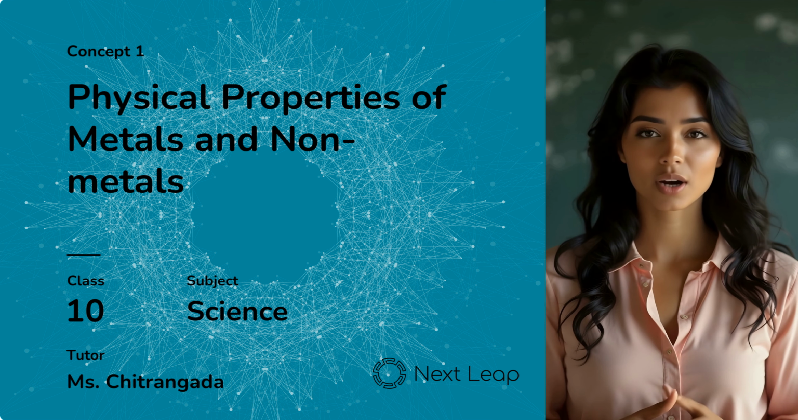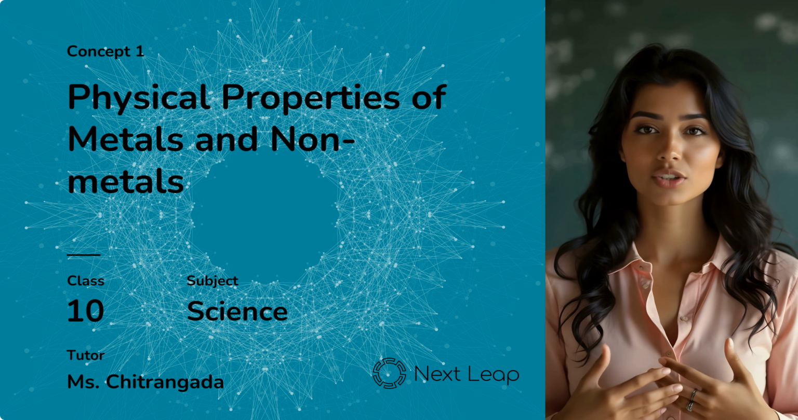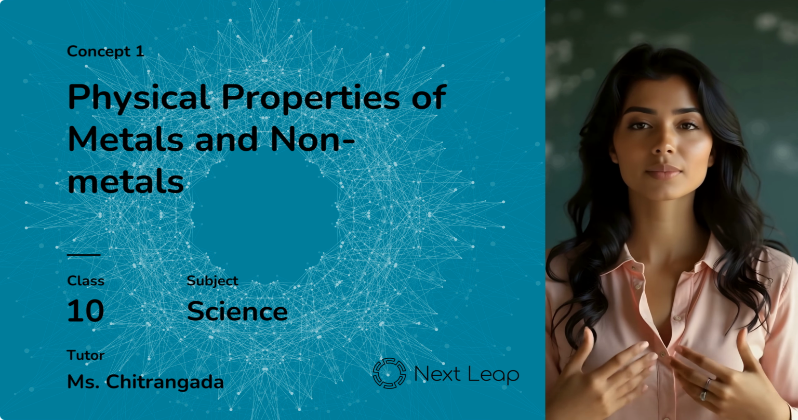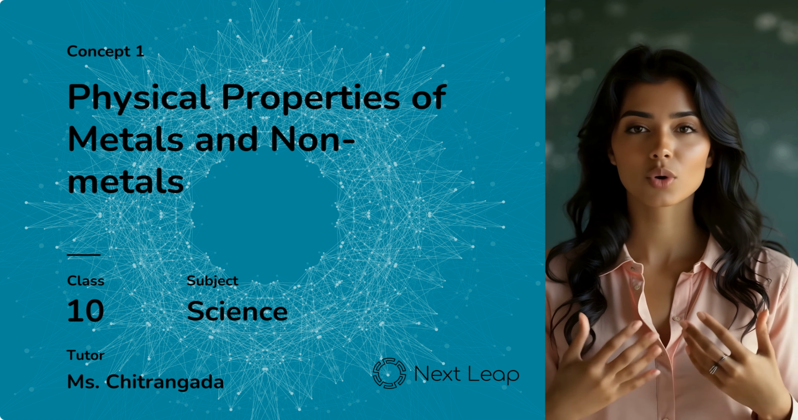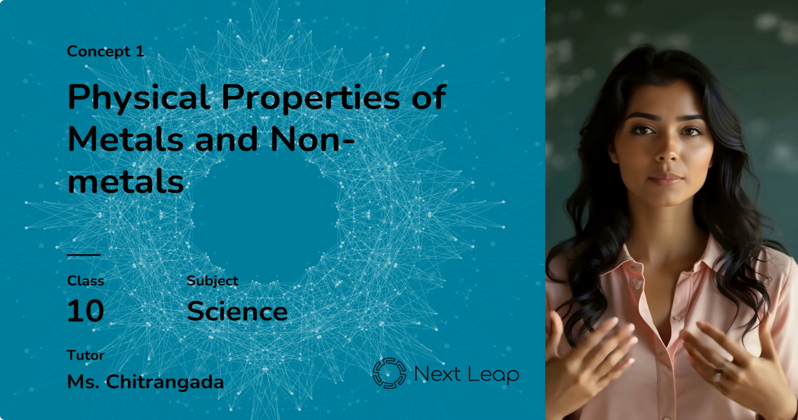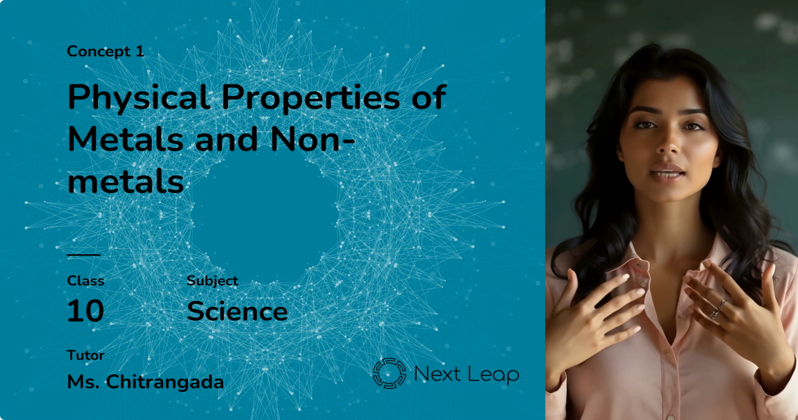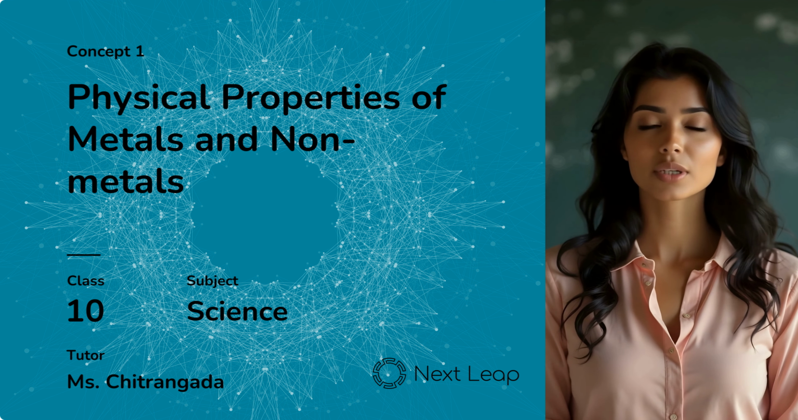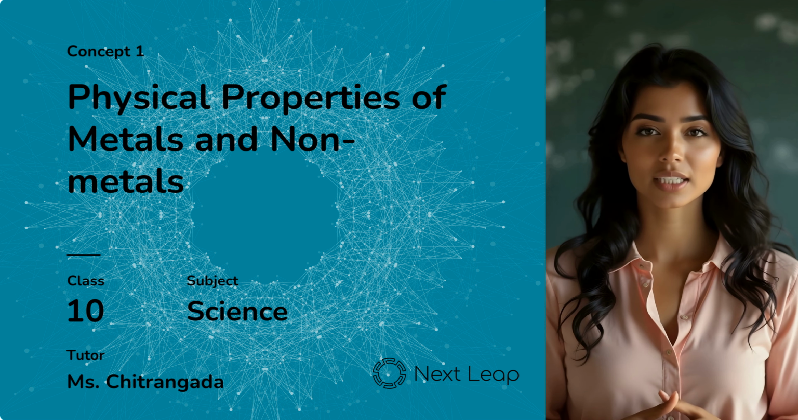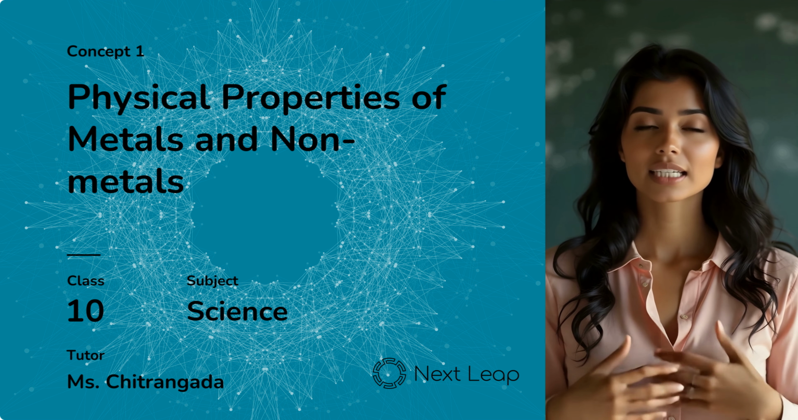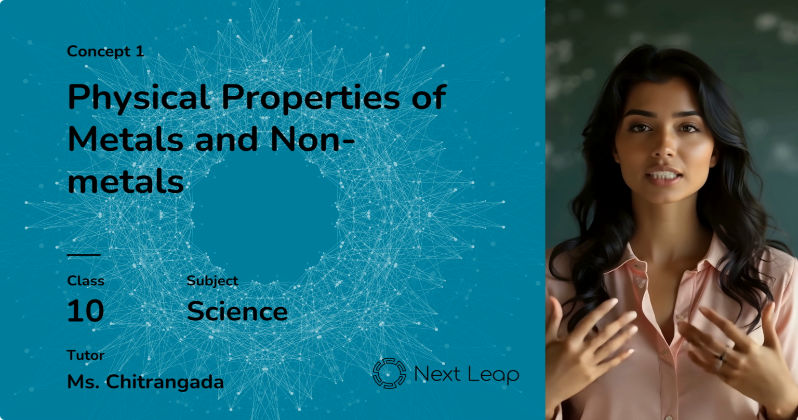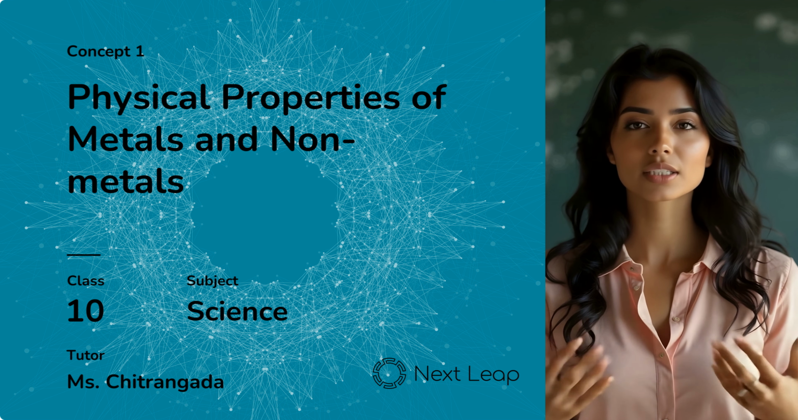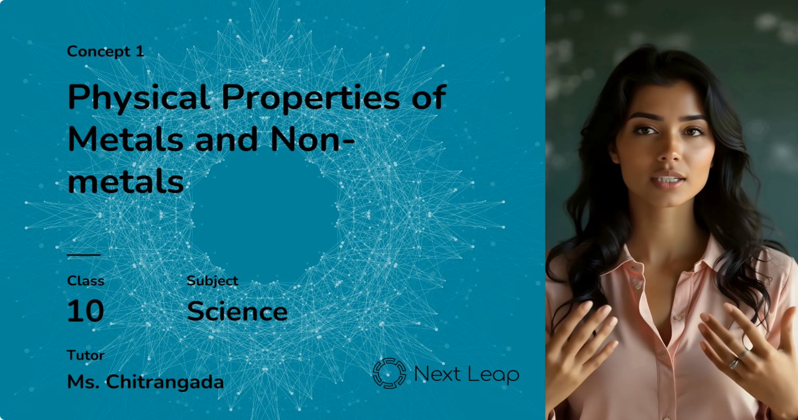Have you ever thought about why copper wires are used in electric circuits, or why sulfur is brittle and doesn't shine? That's because all elements can be broadly grouped into two categories: metals and nonmetals. And this classification starts with something very basic: physical properties. Metals are typically shiny, flexible, and excellent conductors of heat and electricity. Nonmetals, in contrast, are dull-looking, brittle when solid, and poor conductors.